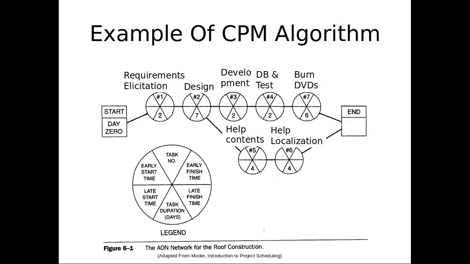And recall that we're going to have early start up here in the upper left, early finish, late start, late finish in the lower left and lower right. Now the durations are also shown here: 2 days, 7 days, 2, 2, 6, and then 4 and 4. So these are the dependencies. What this is saying, for example, is help contents can't be put together until the visual design of it is done. The localization can't be done to translate to multiple languages until the help contents are done, etc.